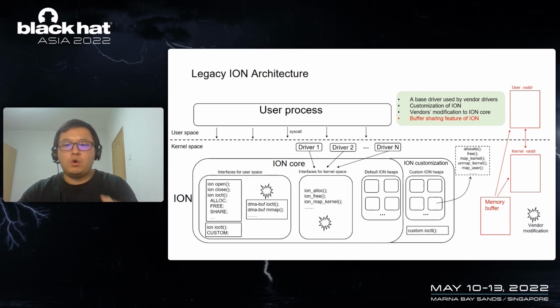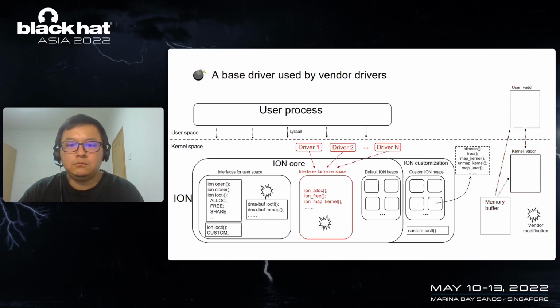After the overview of these 4 characteristics, let's get into each of them. And I will disclose some bug hunting methods and some vulnerabilities related to each characteristic. First of all, we know that ion is a base driver used by vendor drivers. There are many ion core interfaces provided for the kernel.